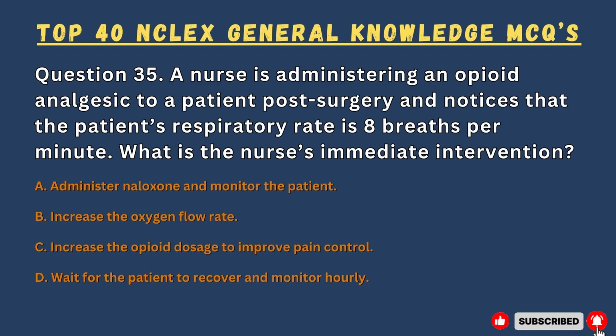Question 35. A nurse is administering an opioid analgesic to a patient post-surgery and notices that the patient's respiratory rate is 8 breaths per minute. What is the nurse's immediate intervention? A. Administer naloxone and monitor the patient. B. Increase the oxygen flow rate. C. Increase the opioid dosage to improve pain control. D. Wait for the patient to recover and monitor hourly.